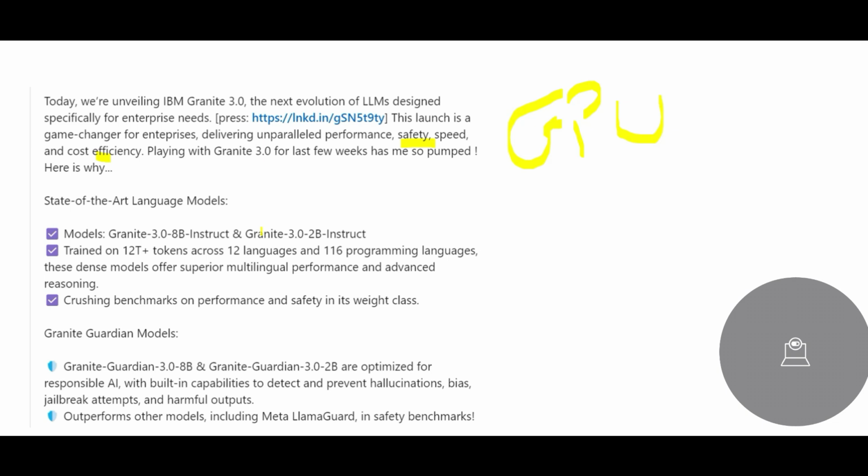So now this is an article. If you see what the advantages are, the state of the art language models. That means, see, there are two models here. 3.0 8B, 8 billion, B means billion, and 2B means 2 billion parameters. So there are these many parameters. That means the model is heavy. 8B is heavy. 2B is light. Llama 70B is very heavy.